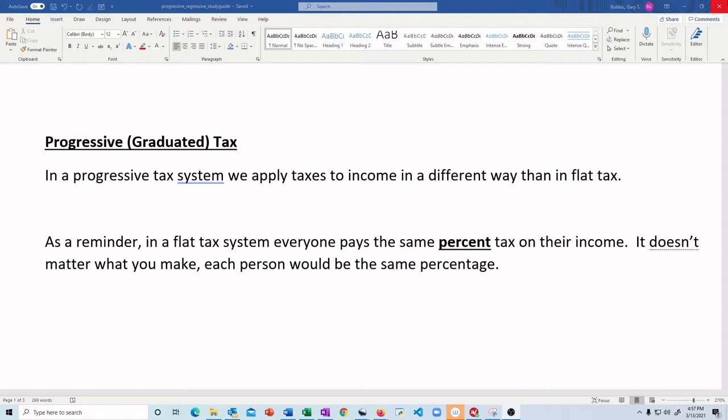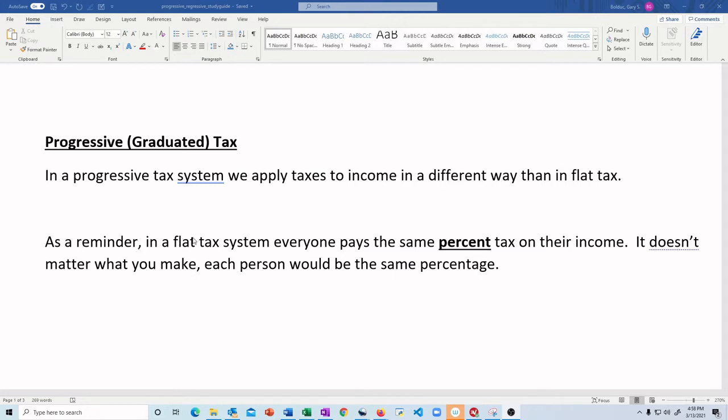So in this system, a progressive system, and it has a few different names, but progressive is the one we're going to use in this class mostly. With a progressive tax system, we apply taxes, and that percentage step, where you're multiplying by a percent, is the step that we do slightly differently. I think the best way to help you understand this is to first reference the flat tax system we talked about, and then show you what this new system looks like.